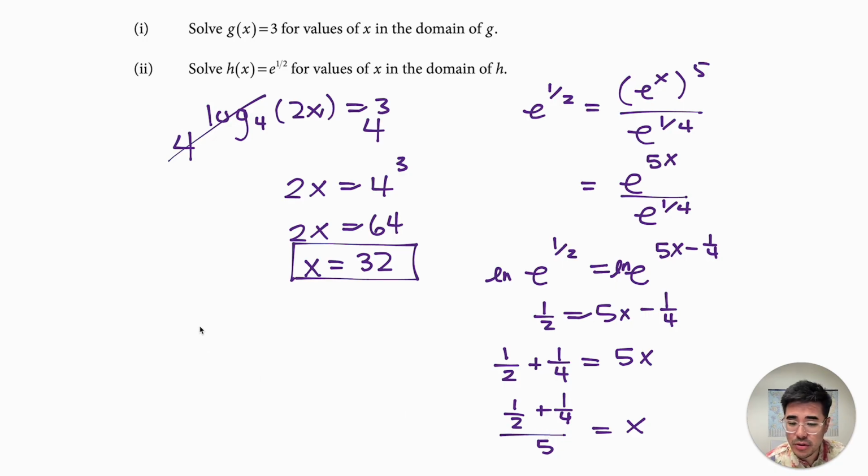However, we could go ahead and do some of the extra work, right? 1/2 plus 1/4 is 3/4 divided by 5 would be the same as 3/4 times 1/5. So the exact answer would be 3/20.